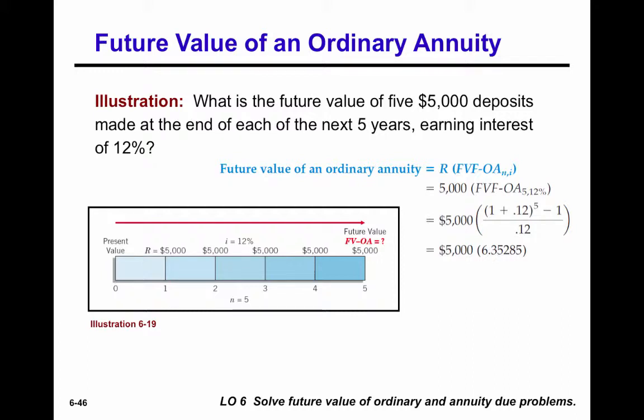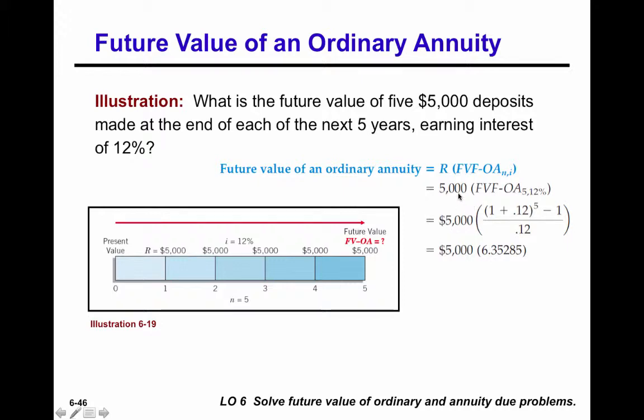Here's an example using $5,000. We have five $5,000 deposits being made at the end of each period, starting at the end of period 1. The interest rate is 12%, and the period is 5 years. So we're looking for what the future value of that amount is.